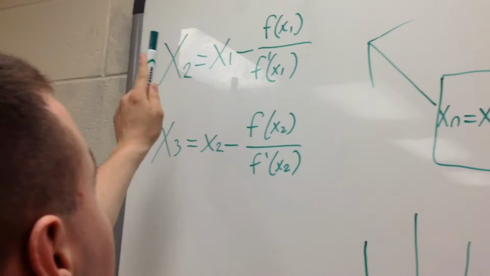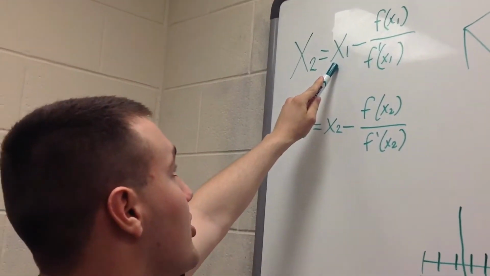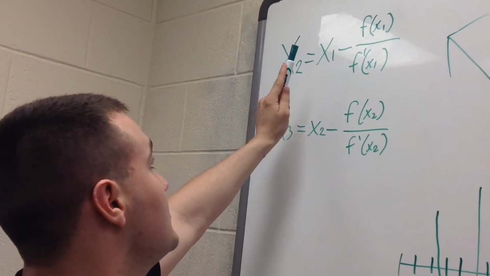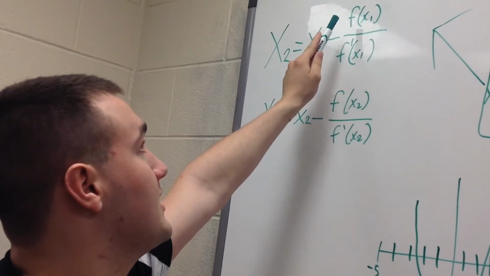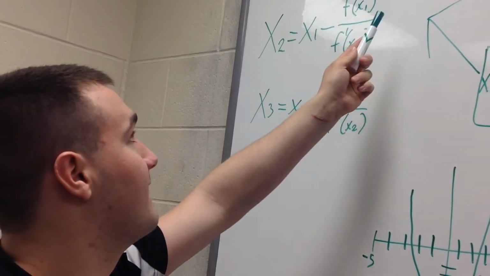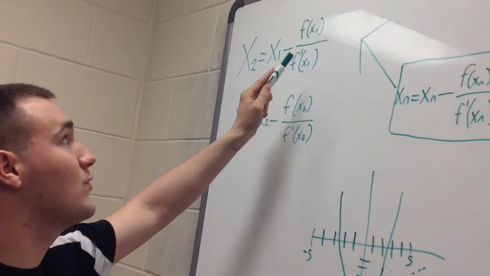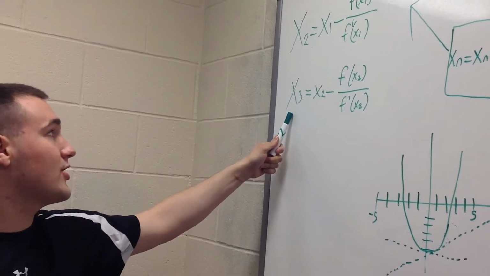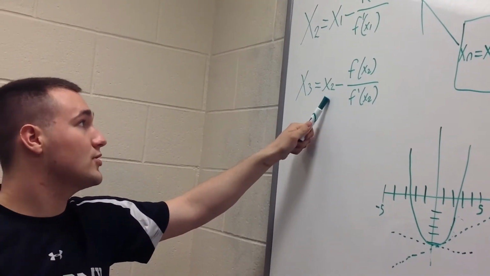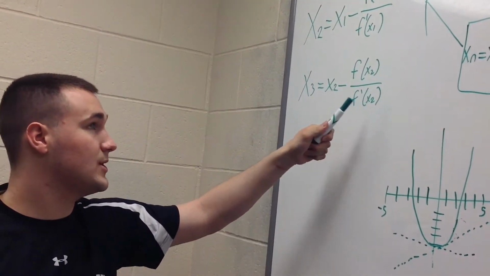When you already know what your x1 is, to find your x2, you do x1 minus the original function with x1 plugged in, divided by the derivative with the x1 inside. The same can be said of your x3. Set it equal to your x2 minus so and so.